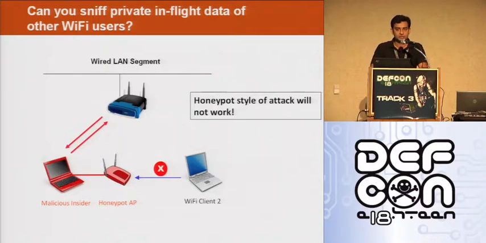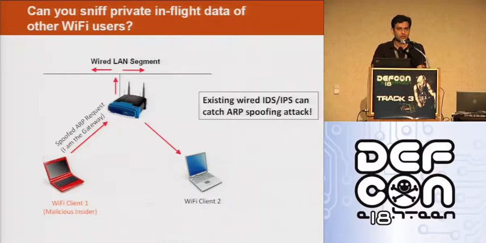So what are the other options available? Probably we can think of launching a man-in-the-middle attack in a very conventional, old-style way, with the help of an ARP spoofing attack. But today's networks are much more secure than they used to be. There are security systems which can detect ARP spoofing attacks. Wired IDS, IPS, or even switches have the capability to detect it. So if you launch an ARP spoofing attack, the chance of getting detected is very, very high.